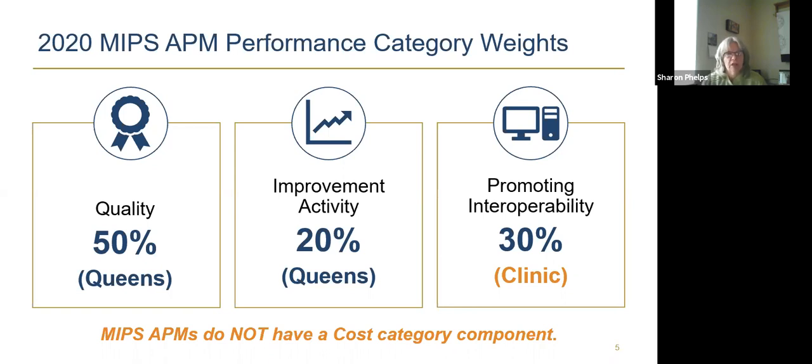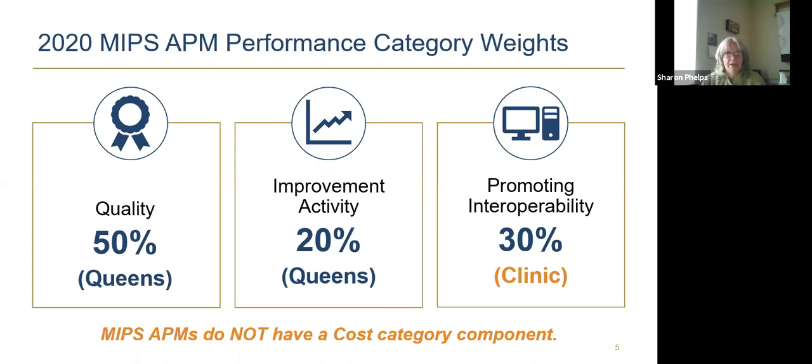The third component is the promoting interoperability component. This is the piece that interacts and deals with your electronic health record. So that component, because it is your electronic health record and each of you can be using a different system, each clinic needs to report that information independent from Queens. That is not something Queens can do because you each have your own system.